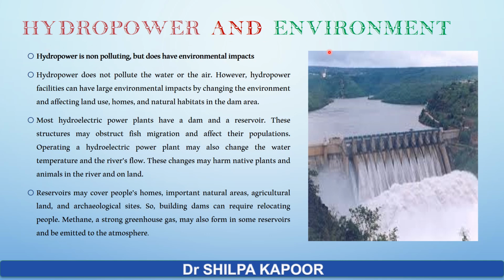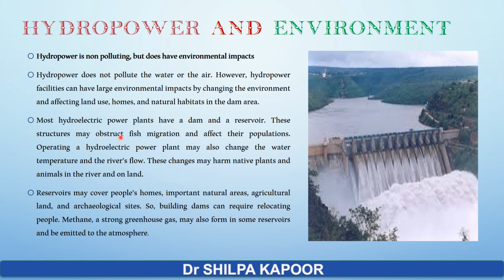Hydropower and environment. Hydropower is non-polluting but does have some environmental impacts. Hydropower does not pollute the water or the air. However, hydropower facilities can have large environmental impacts by changing the environment and affecting the land use, homes, natural habitats in the dam area. Most hydroelectric power plants have a dam and a reservoir.